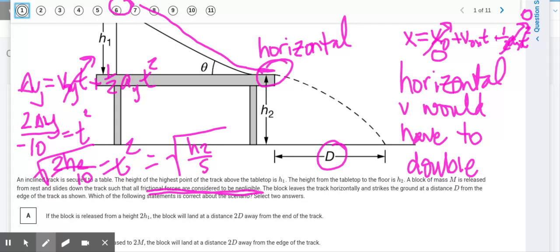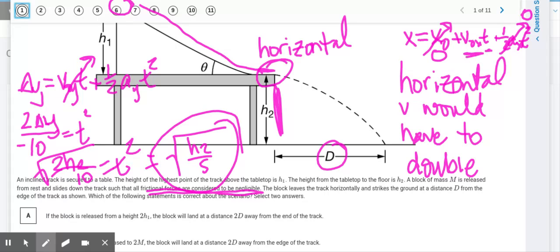So if you move the table up, it'll go for longer. But coming back here, the time stays the same if you release the block from a height of 2h1. The time still stays the same because the time is based on just the height of the table. So if the time stays the same, then this speed would have to double.